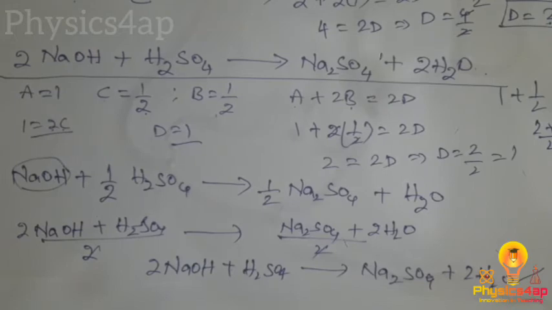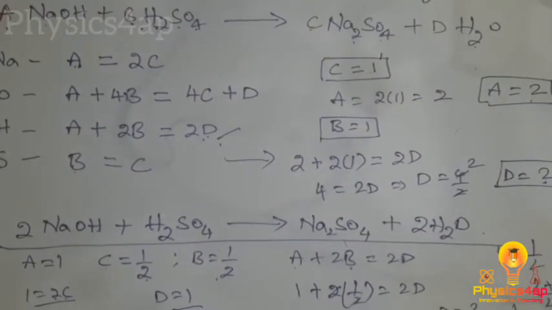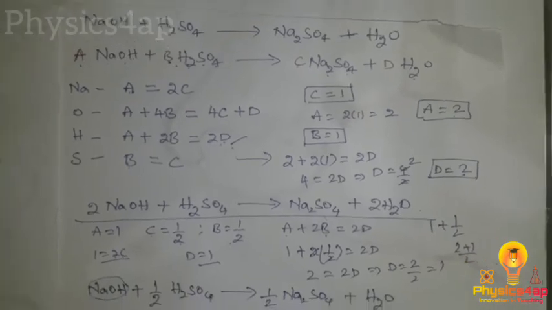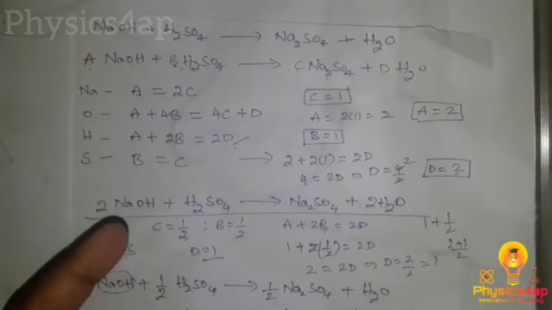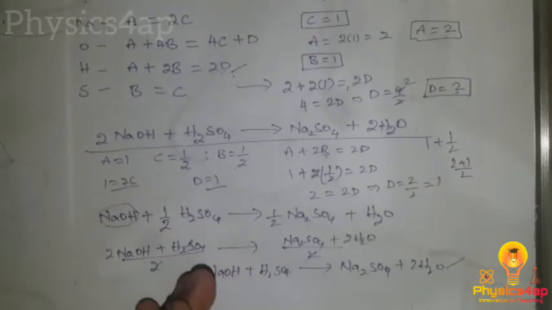So you can take any value as A, B, C, D as 1, but think logically that if you take one value, you should get the other values. Definitely you will get them. And if you get fractions over here, just do the LCM and cancel on both sides. So you will get the final equation here.